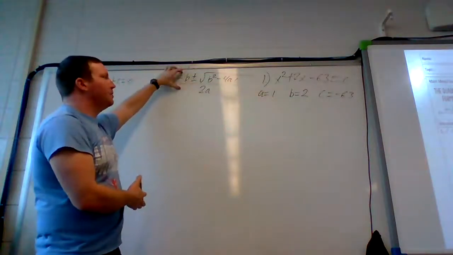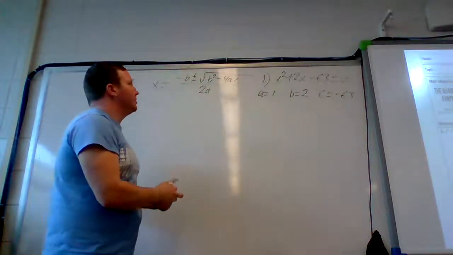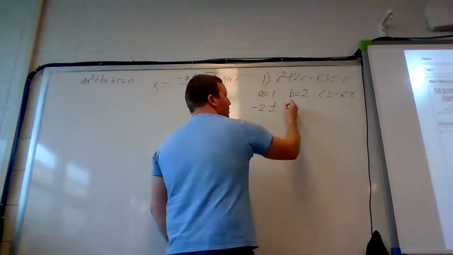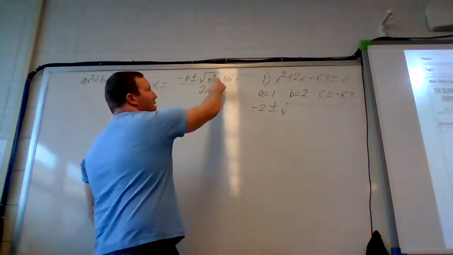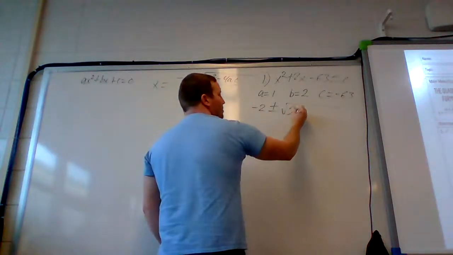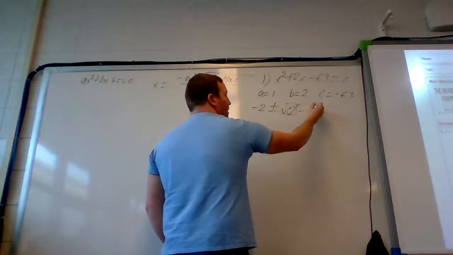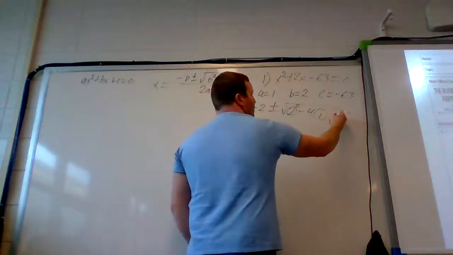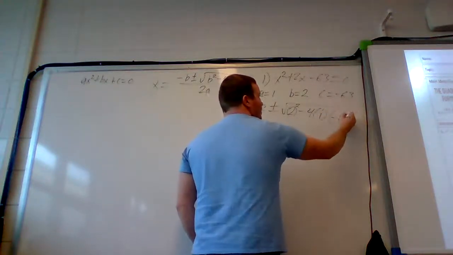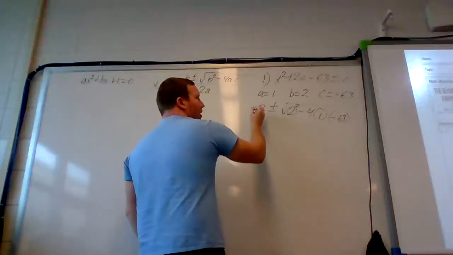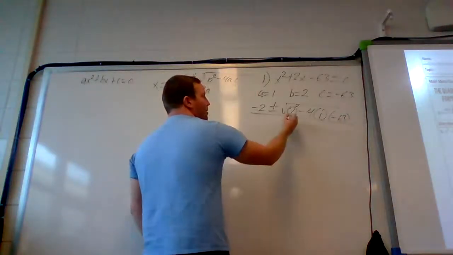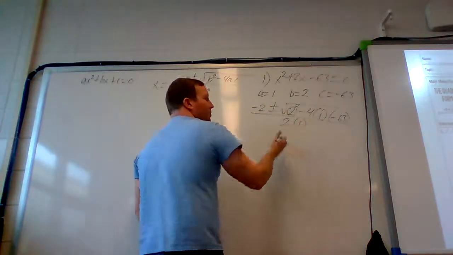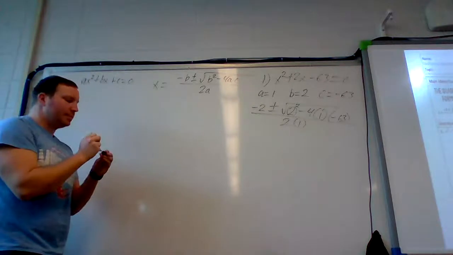into our formula. So we have negative b, so negative 2, plus or minus the square root of b squared, so that's 2 squared, minus 4 times a, which is 1, times c, which is negative 63. All of that divided by 2 times our a, which again is 1. Hold on, let me write all that down real quick.